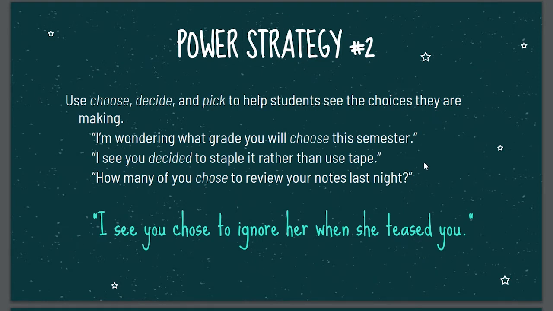All right, so here's another example using a little different variation of this. You can choose, decide, and pick to help students see the choices they are making. So here's an example: I'm wondering what grade you will choose this semester. I love this particular statement because I will oftentimes have students in my classes say, you gave me an X grade on an assignment. And I always say, no, I didn't give you the grade. Based on the rubric, these are the points that were assigned, and this is the grade that resulted from the points that you had.